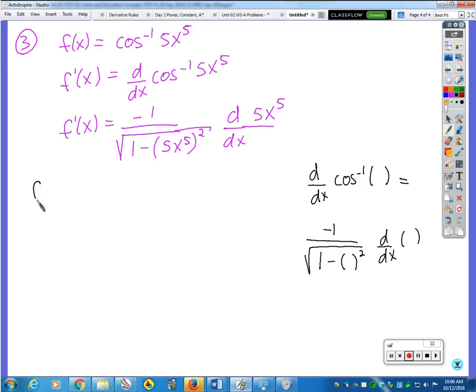So I say f prime of x, -1, square root, 1 minus 5x to the 5th, all squared. We need to take care of this now. Somebody help me, please. So then that's, the constant is dot, or just dx. There we go. Questions?